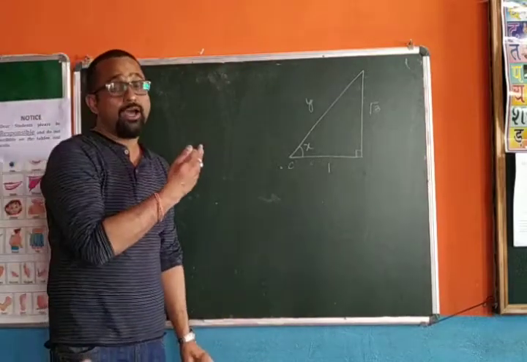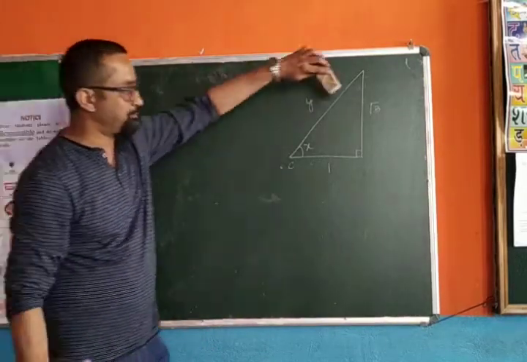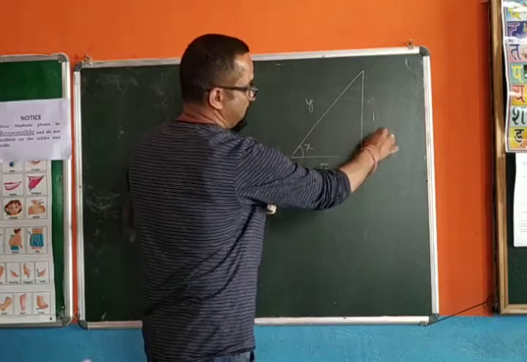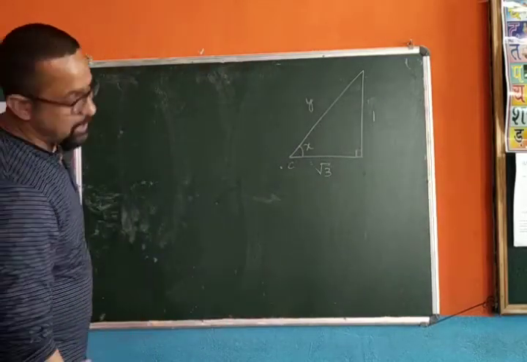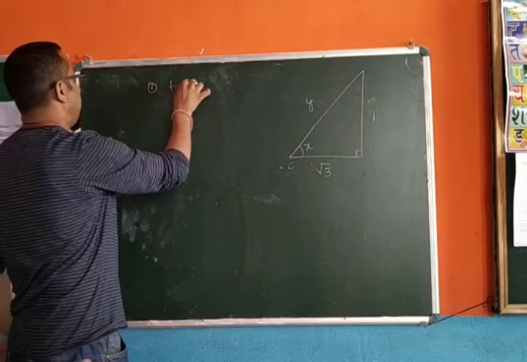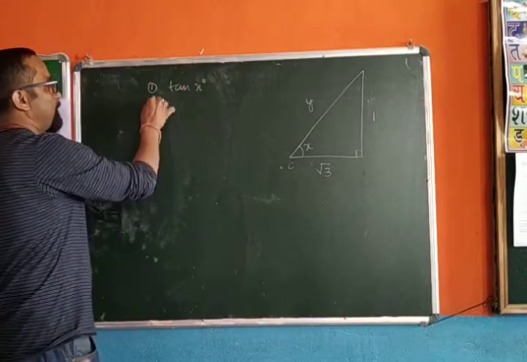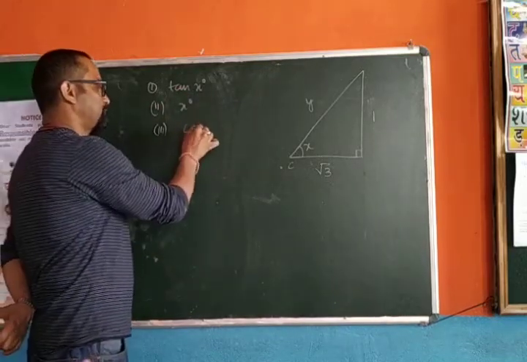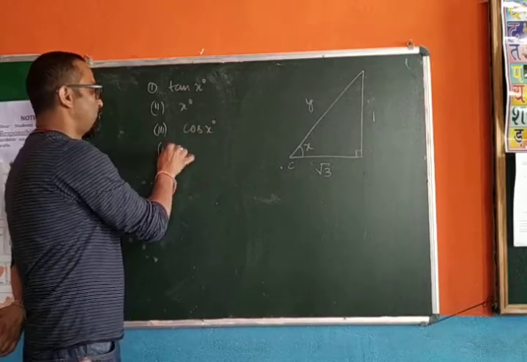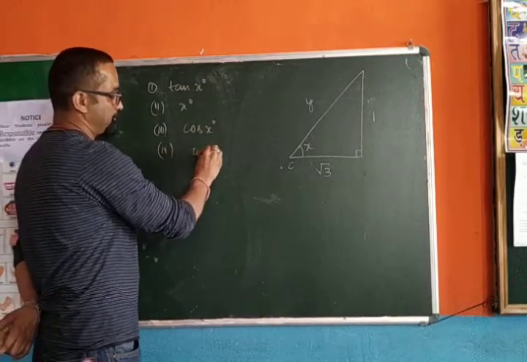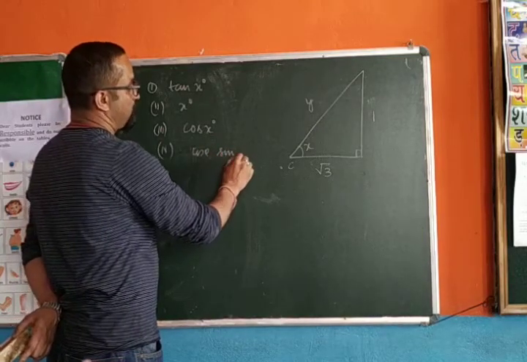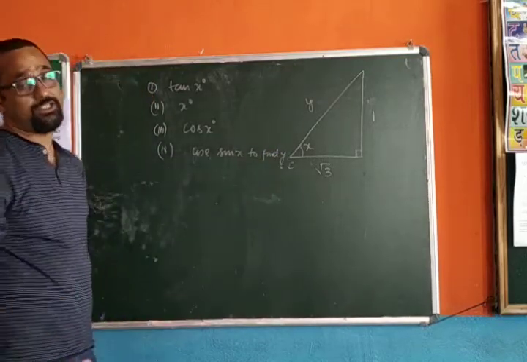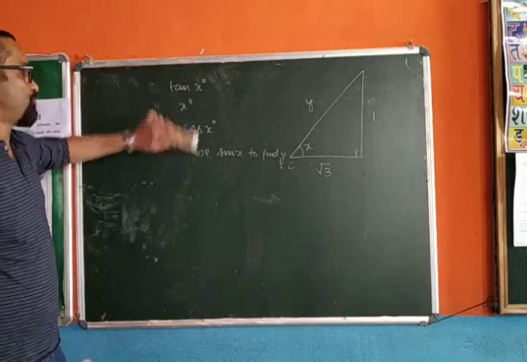So you can try same question using different value. You can change this and write this one as root 3, 1. First one you can calculate tan x. Second one you can calculate x. Third one you can calculate cos x. Fourth one you can use sin x to find y. Similar sum I have changed the value. So please do try this sum.